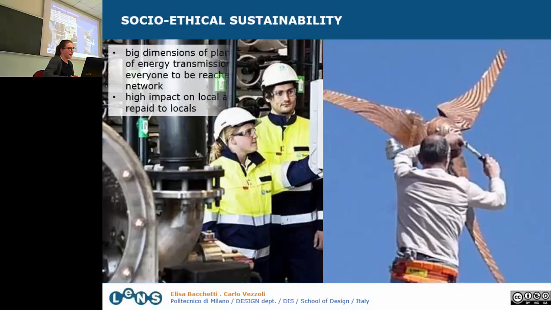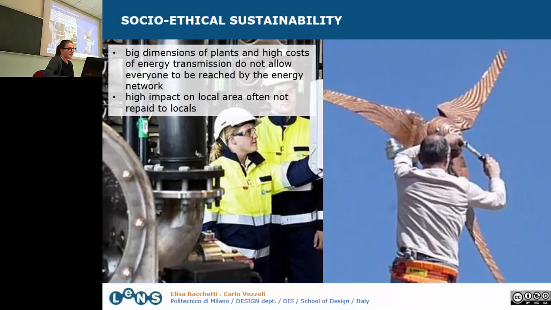About socio-ethical sustainability, the big plants have high cost, and transmission anyway doesn't allow everyone to have the energy. Because the fact is that, for example, in Uganda, they have a lot of production of energy due to a lot of dams that they are building. But the fact is, a lot of energy is going outside from the country. It's going to other countries or to the main cities. Rural villages are not considered by anyone. So that is one part of big plants, because the transmission usually is a high cost part of this big plant. So this is still a problem.